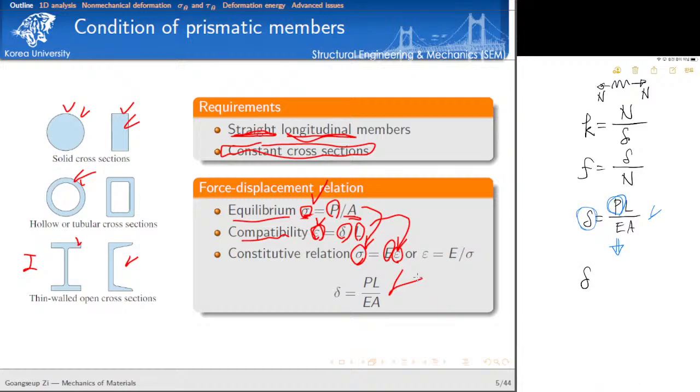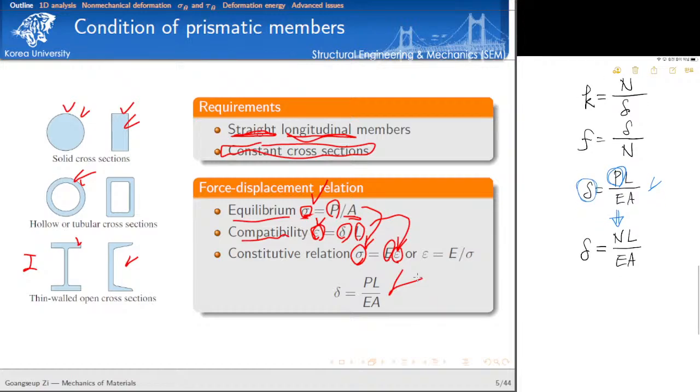The elongation delta is equal to the internal force N times length over EA. That is better, more straightforward. This is equal to L over EA and the internal force. The internal force N is elastic modulus and cross-sectional area divided by the length, times elongation. And this equation is better, so it provides more information. Do you have any questions up to here?